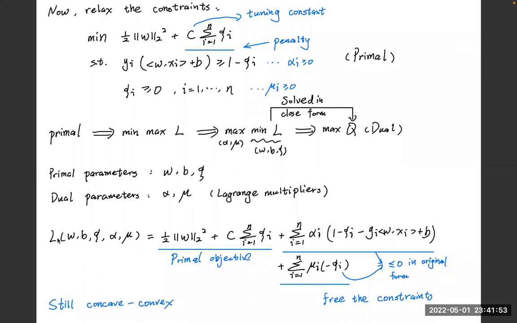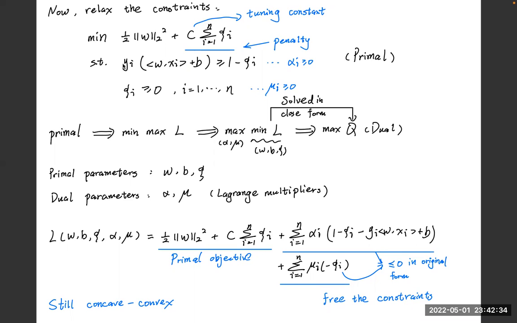And then our Lagrangian, which is a function of both the primal parameters and the dual parameters, consists of this primal objective, plus the Lagrange multiplier alpha I multiplied by a function derived from here that is less than or equal to 0. So it will be 1 minus psi I minus yi times this linear score. Okay, so this is less than or equal to 0 according to this constraint. So this alpha I, which is bigger than or equal to 0, must multiply a function that is less than or equal to 0 according to this constraint.